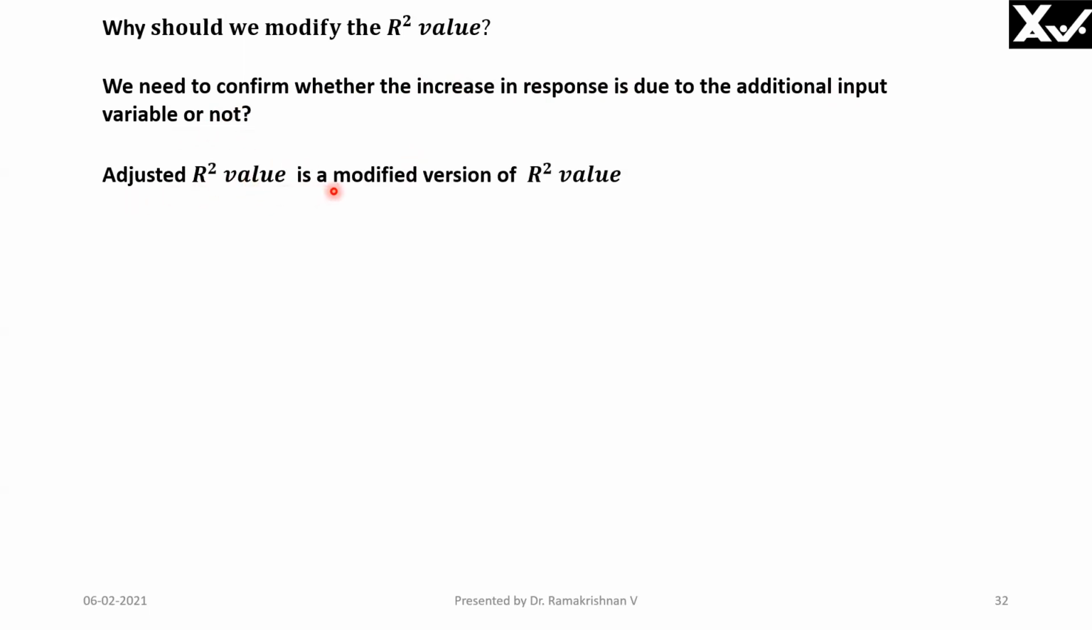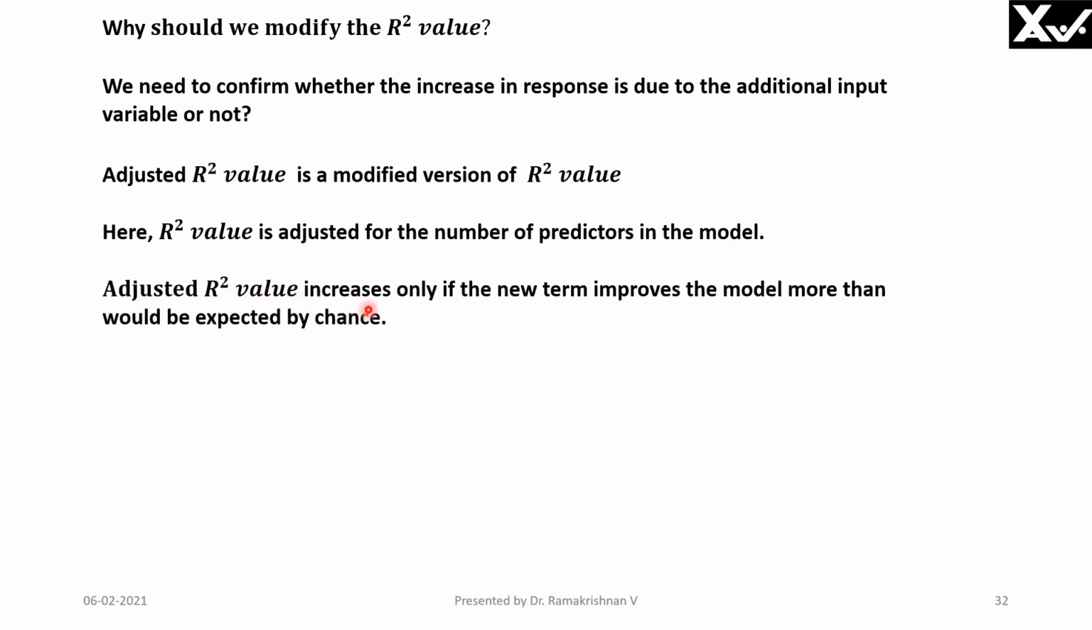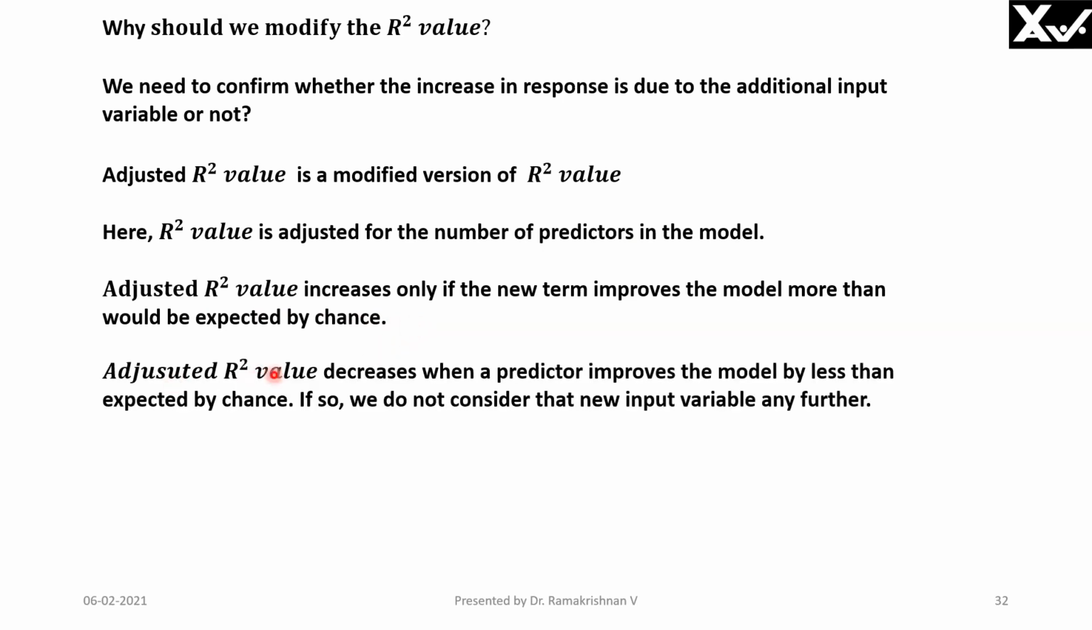Adjusted R squared value is a modified version of R squared value. How did we modify? By adding a penalty, by including the number of input variables in the denominator. Here, R squared value is adjusted for the number of predictors in the model. Adjusted R squared value increases only if the new term improves the model more than would be expected by chance. In that case, we will consider the new input variable. If adjusted R squared value decreases, it will happen when a predictor improves the model by less than expected by chance, right? Less than expected by chance.